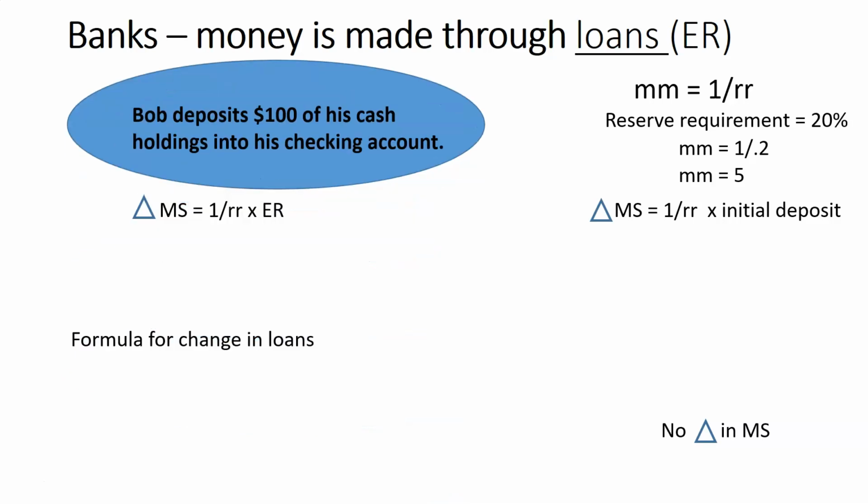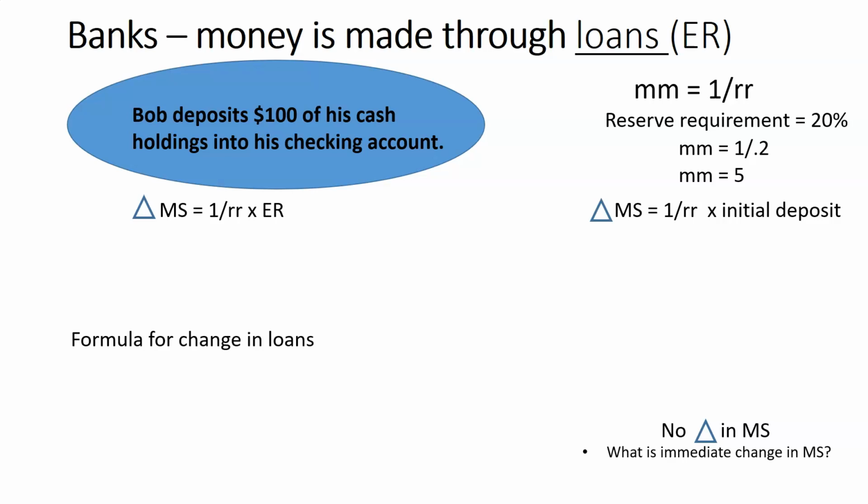In this example here, Bob deposits $100 of his cash holdings into his checking account. So based off of that last slide, the first question is, what is the immediate change in the money supply? There is no change in the money supply. That is because this is a change in the composition. It goes from cash to demand deposits, but remember, the money supply is money in circulation and demand deposits, so it's not changing there.